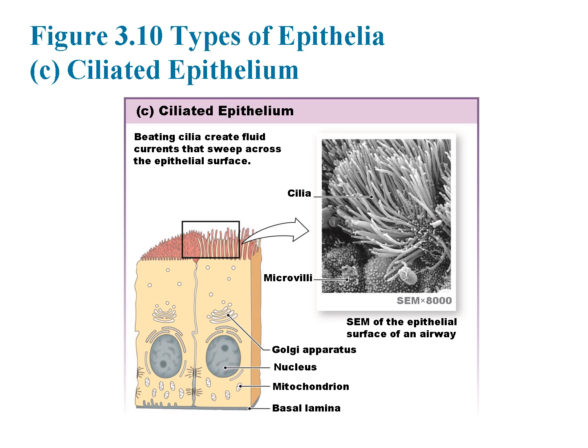This illustration gives us a closer look at ciliated epithelium, a specialized type of epithelial tissue. The key feature here is the cilia, those hair-like structures on the surface. These cilia beat in a coordinated rhythm, creating fluid currents that help move substances along the epithelial surface. For instance, in the airways, this movement clears mucus and trapped particles, keeping the respiratory system clean.